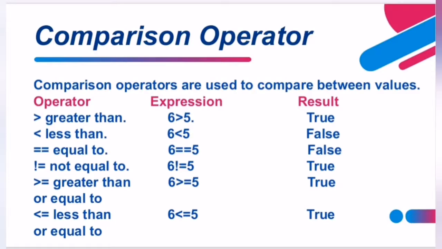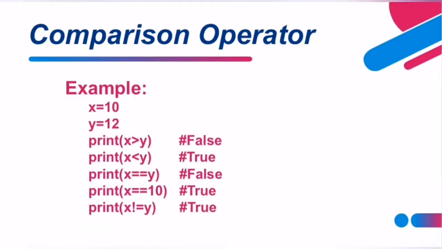Next, 6 equal to 5. It will evaluate that 6 is not equal to 5, so it will give the result false. 6 not equal to 5 is true, because 6 is not equal to 5. So you can see in this example the different operators, the different expressions and the results. Let's try a few working examples to understand comparison operators better.